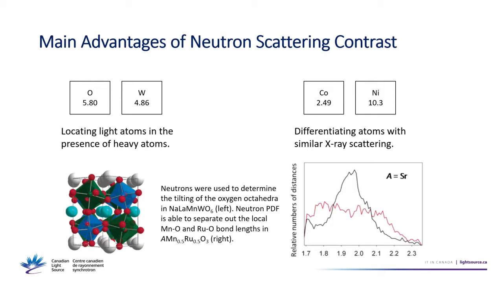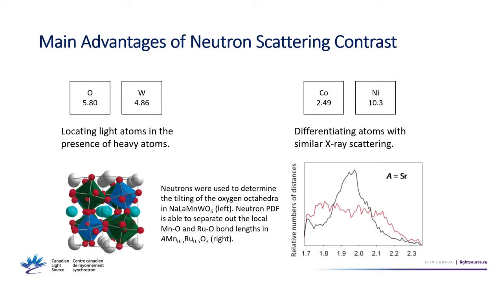You can also tell apart elements that are next to each other on the periodic table that you wouldn't otherwise be able to tell apart. So cobalt and nickel are next to each other, so their X-ray scattering power is very similar. It'd be very hard to tell them apart if you're trying to figure out where they are in the structure, but they have very different neutron scattering power, so you would be able to easily tell them apart.